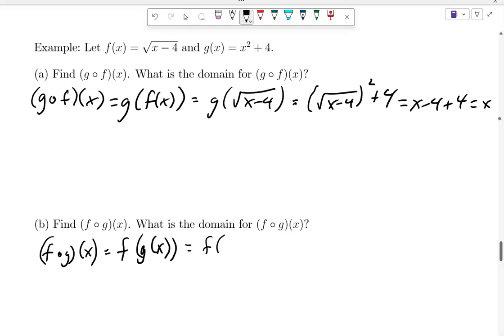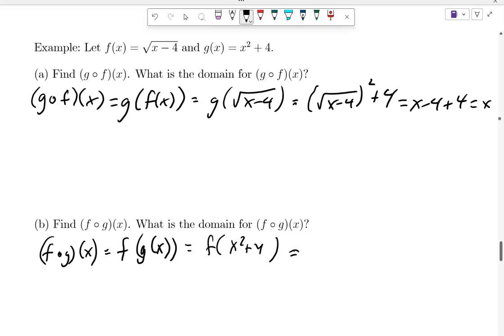Yeah, so you've got root x minus 4 in there. Good. Oops, the other way around, right? I got this backwards. My g of x is different. Sorry, this is x squared plus 4. My bad. Yeah, g of x is x squared plus 4.